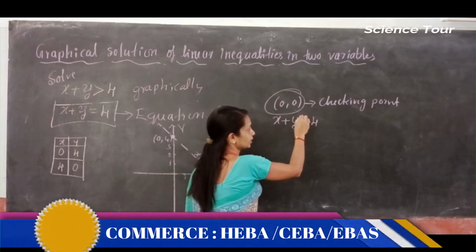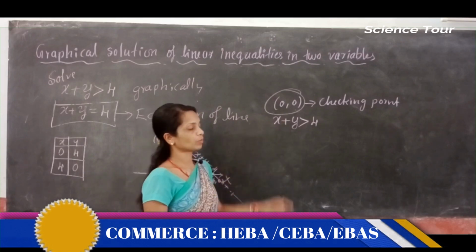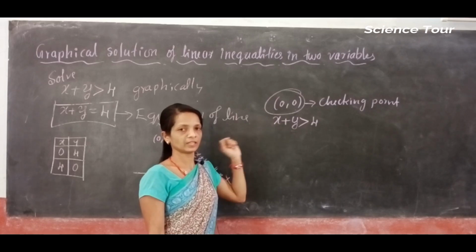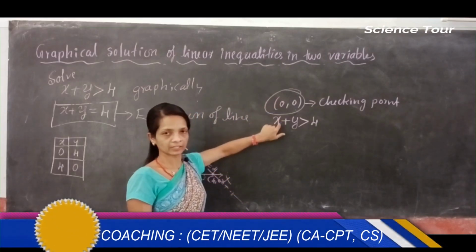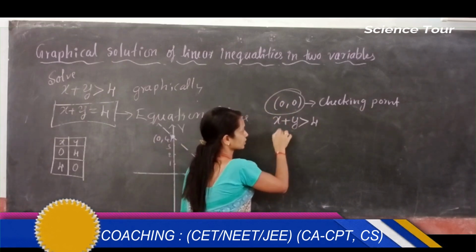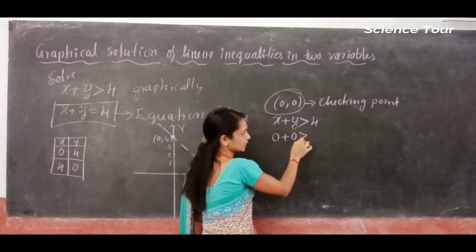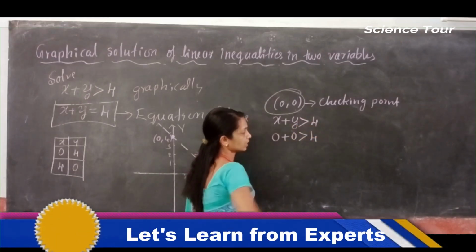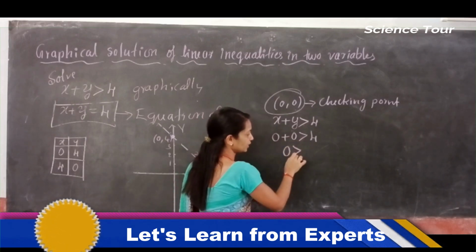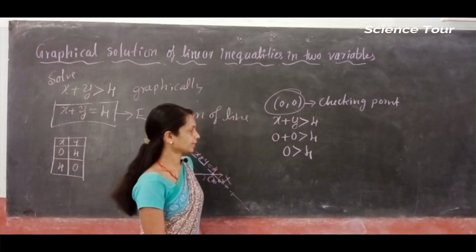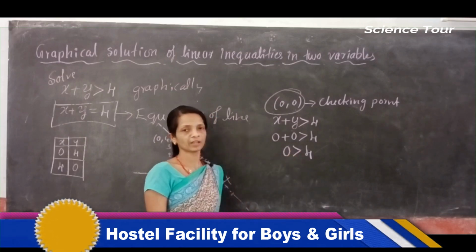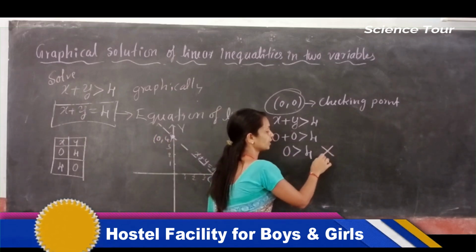Now the inequality given to us is x plus y greater than 4. So how do we check this checking point in this inequality? x you replace by the x coordinate, y you replace by the y coordinate. So now what does that give? 0 plus 0 is greater than, the same symbol you carry, greater than 4. Simplify this: 0 plus 0 is 0, greater than 4. Is this inequality correct or wrong? Simplification of this inequality gives 0 greater than 4. Actually 0 is less than 4, right?